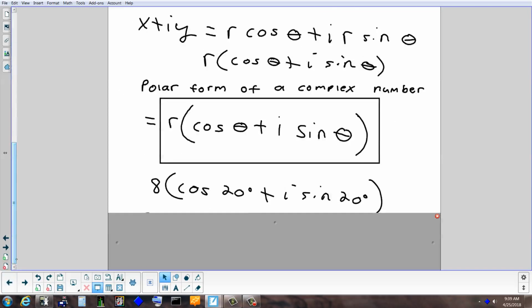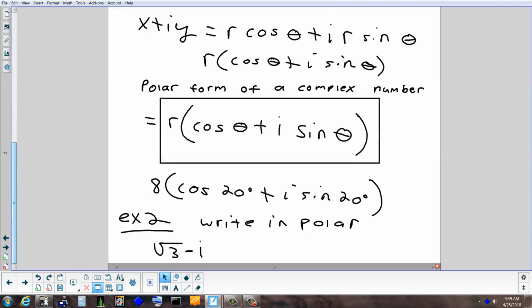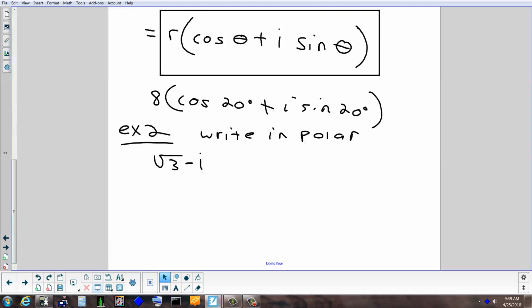So we'll finish up with doing an actual problem. We have the number √3 minus i. Now a little tricky, they didn't put a number in front of i, so what number is always there if they don't put one in? 1.